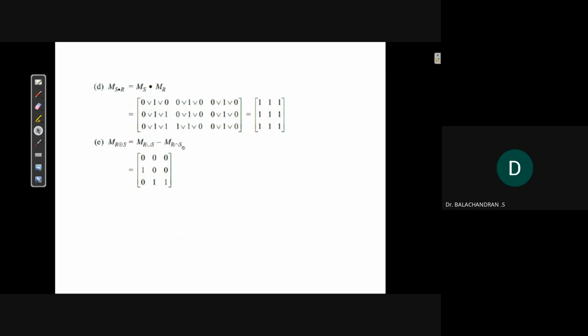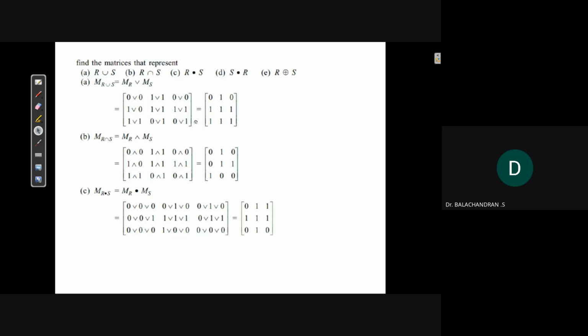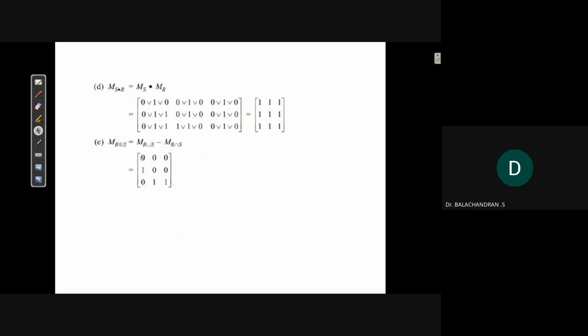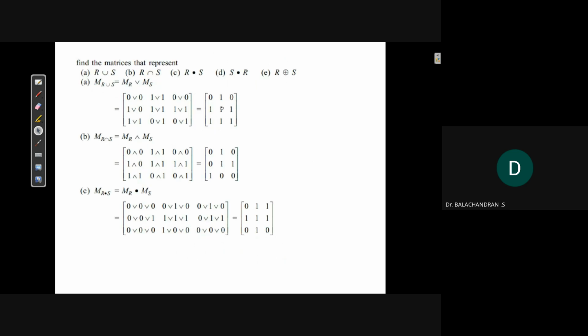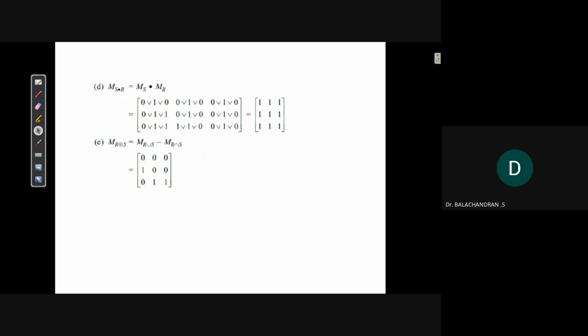Okay, last one, the direct sum, MR direct sum S, which is defined by MR union S minus MR intersection S. What is MR union S? This is MR union S. This is MR intersection S. So like subtraction, 0 minus 0, you can check, 0 minus 0 is what? 0. Next, 1 minus 1. 1 minus 1 is what? 0 again.